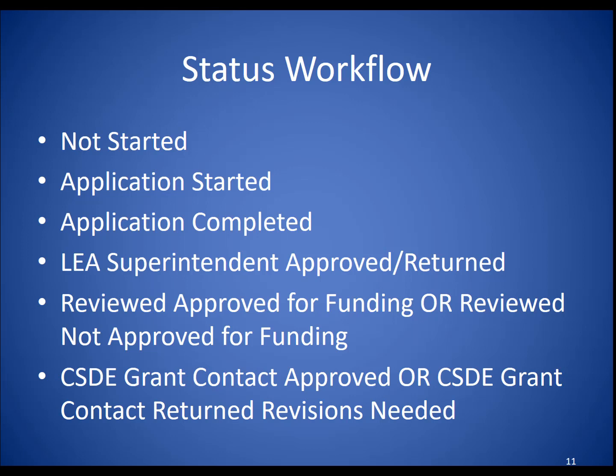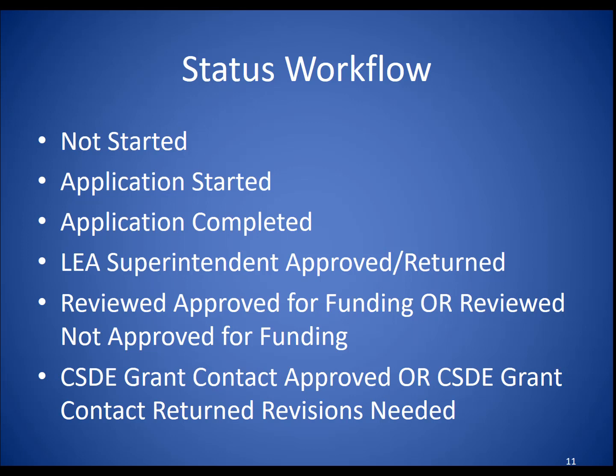The status workflow for competitive applications is this. It begins as not started. The first thing you will do is move the application on the sections page to application started. Then you will complete all of the pages of the application and resolve all the errors and move the application to application completed. At that point, the LEA superintendent or the organization chief will approve the application, or they do have the ability to return it if corrections are needed.